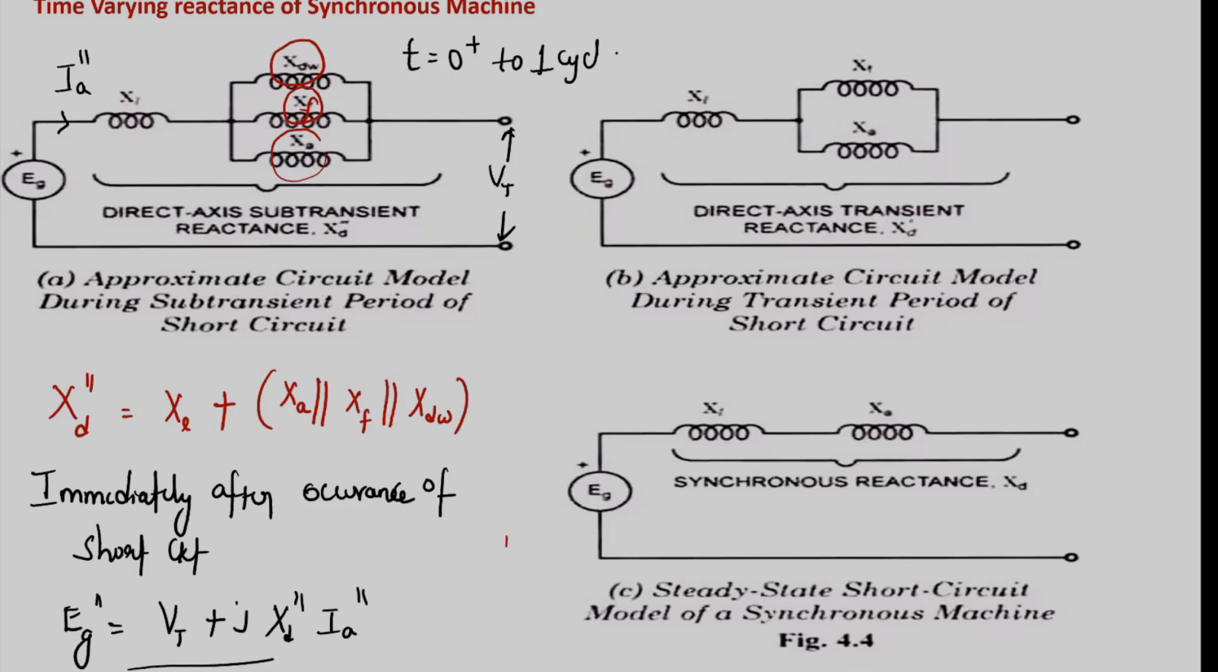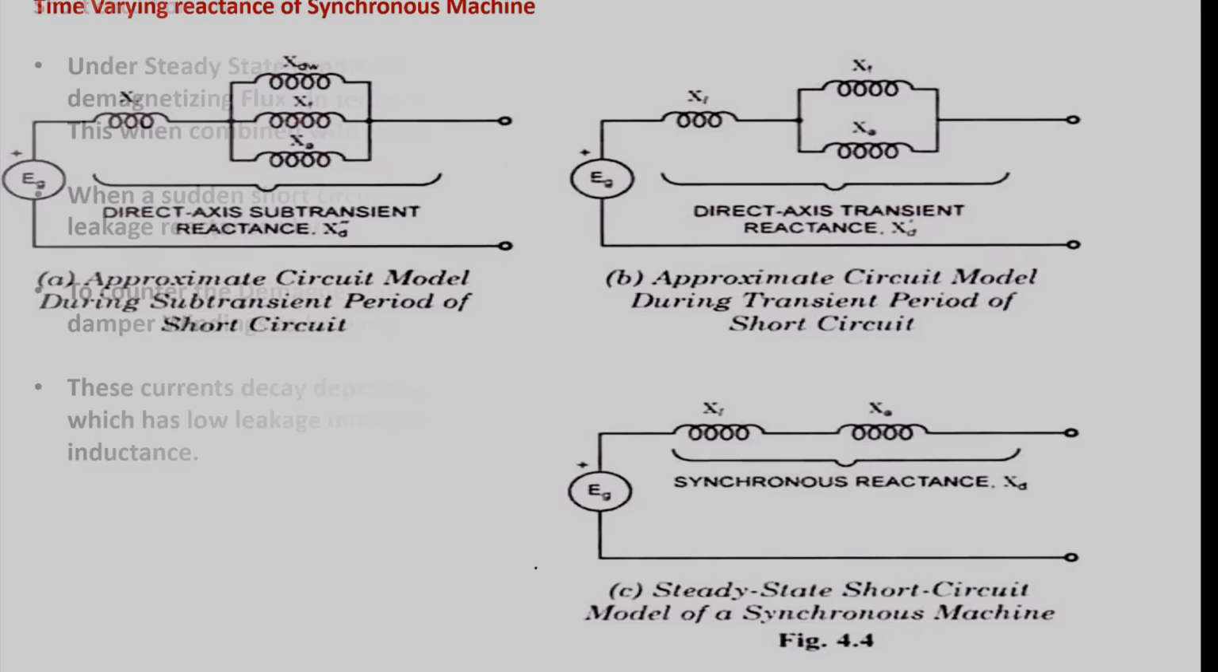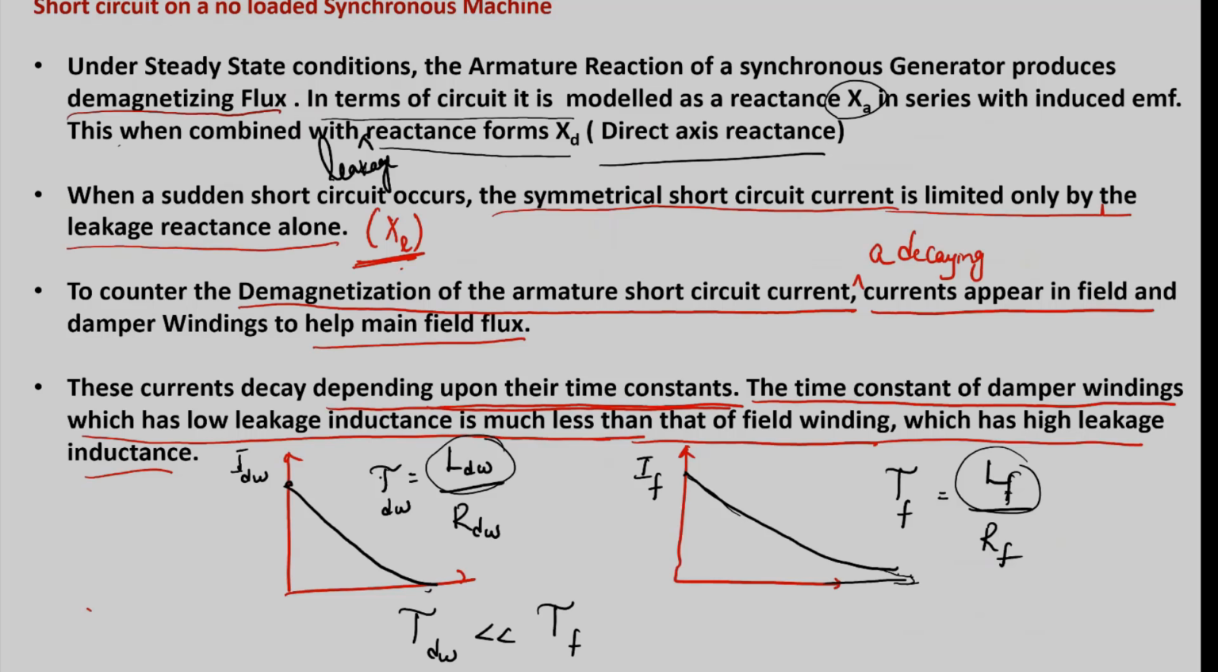1 cycle means 20 milliseconds. Some textbooks will say 1.5, some textbooks say 1 cycle. Let us say 1 cycle. So what happens after that 1 cycle? After that 1 cycle, this IDW becomes 0. The current through the damper windings becomes 0. Why? The time constant is very small. Within 20 milliseconds, this damper winding current will decay to 0.